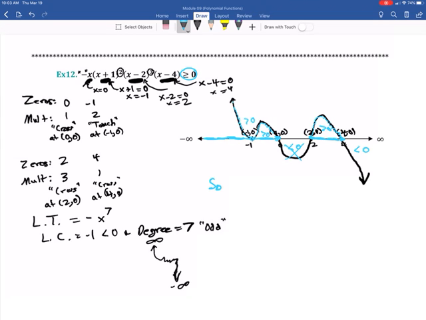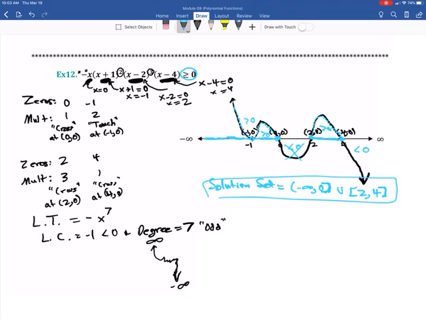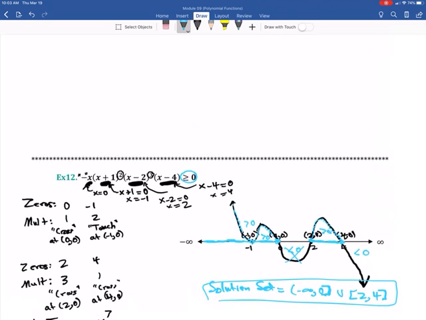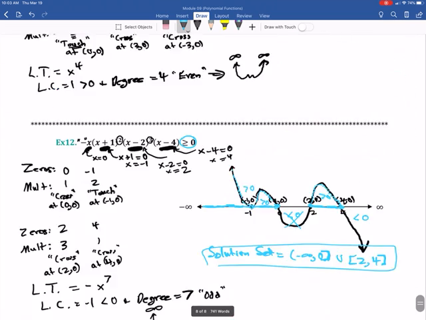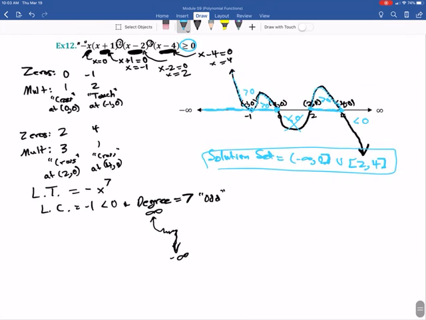So as we look at our solution set, let's put it in interval notation. We've got all x values less than or equal to 0. We need a bracket on that. We have to include it because of the equality. Or from 2 to 4, all x values greater than or equal to 2 and less than or equal to 4. That's for greater than or equal to 0. So there's our solution set for this polynomial written in interval form, our preferred form. I hope this helps with these types of polynomials.